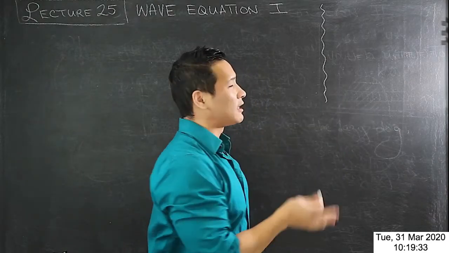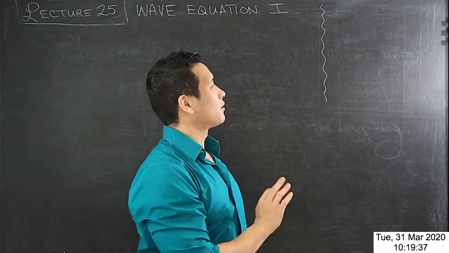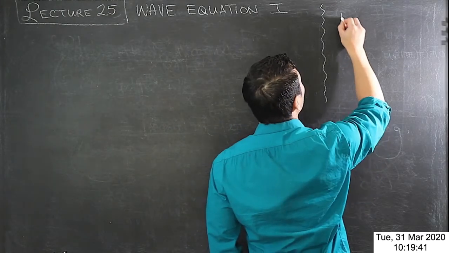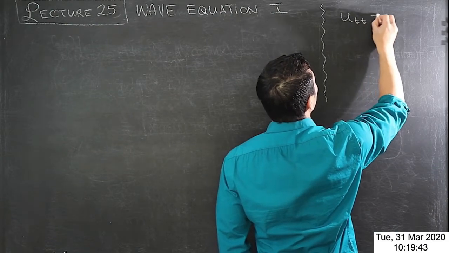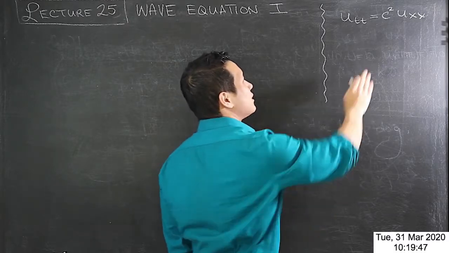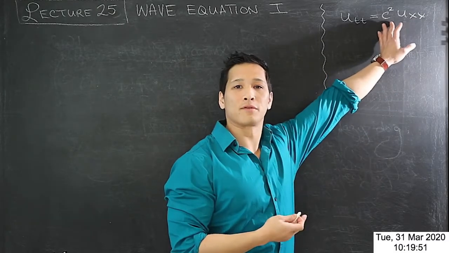So the heat equation was a PDE, U_t is equal to kappa U_xx. The wave equation looks a lot like the heat equation. The difference is that you have U_tt is equal to c squared U_xx. Okay, c here is known as the wave speed. It involves the string property.